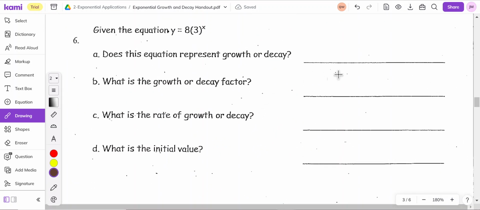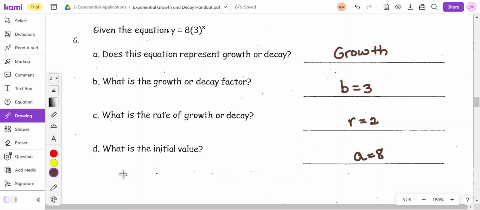All right, so for number 6, growth or decay? Growth factor? Rate of growth? 2. Yes, 1 plus 2 is 3. Right? It's basically you're taking your part and you're making 2 more so that you have three in total, so that you have tripled. And the initial value is 8.